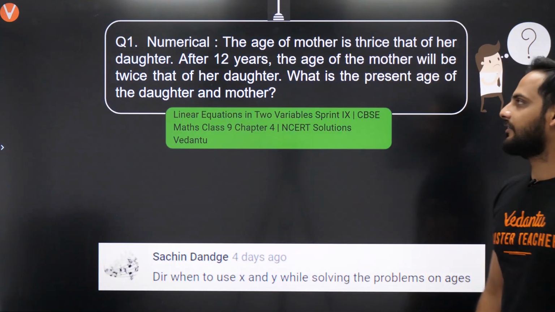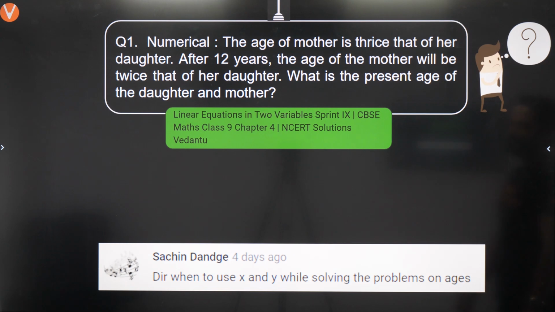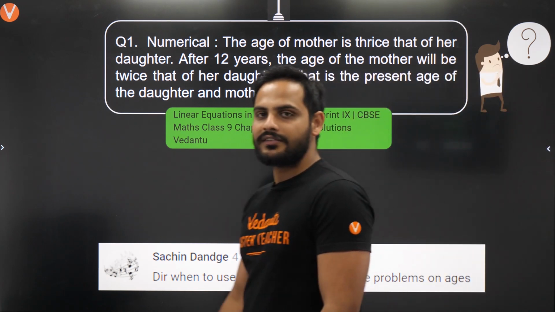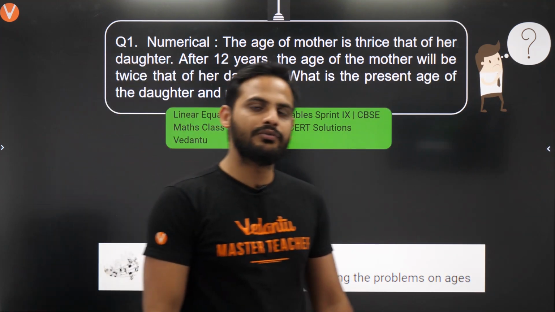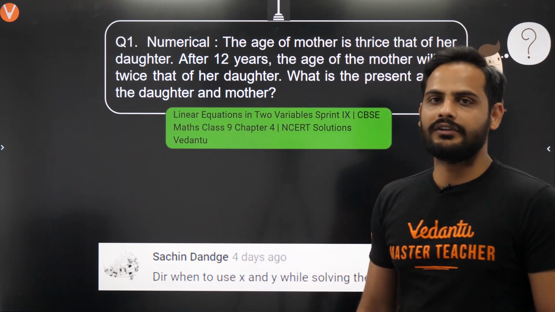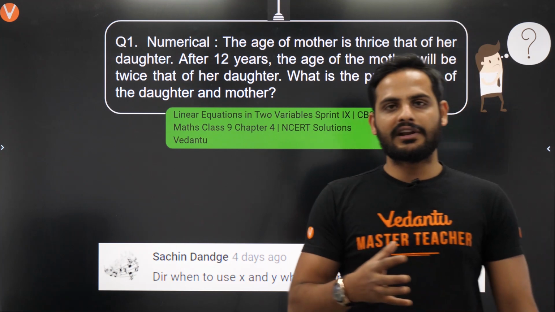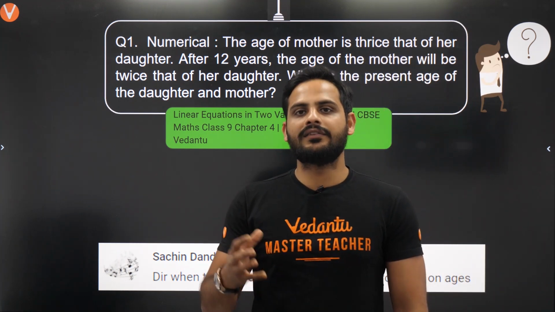So the first question we have is this. Sachin was asking, sir, when to use x and y while solving the problems on ages. This is the doubt with many of the students, that sir, how do we get to know whether we have to use two variables or we can solve it using one variable only? Okay, so the first thing which I would like to tell you all, bachcho, is that it depends upon the question.